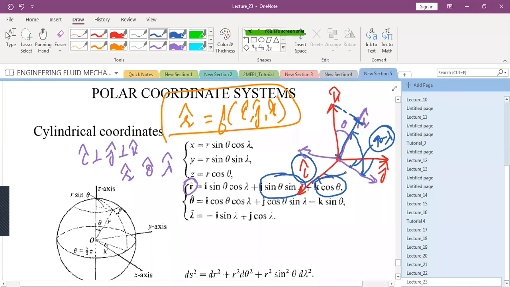Likewise, I want to find out for I cap. I will first go to this. This is I cap cos lambda. Then I will move to this. This is sin theta. So this is I cap cos lambda sin theta. Is that clear to you? Yes, sir. Likewise in all other two directions as well.